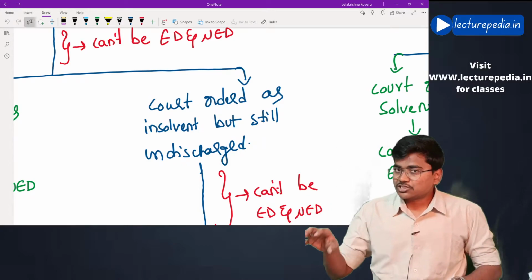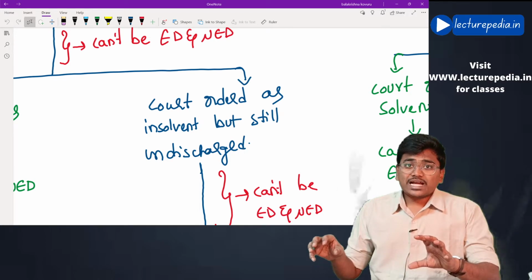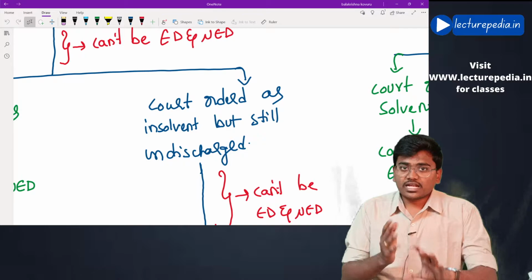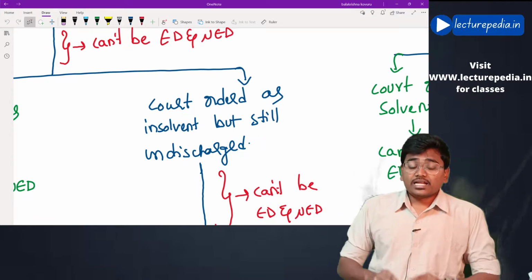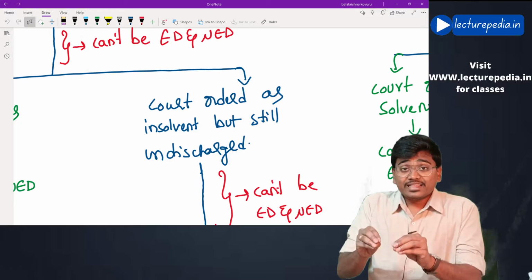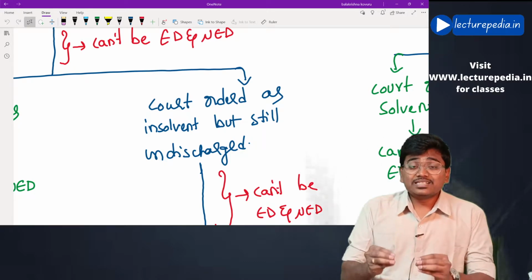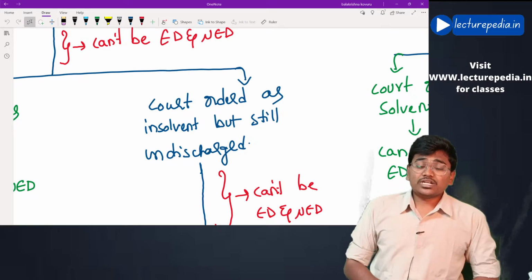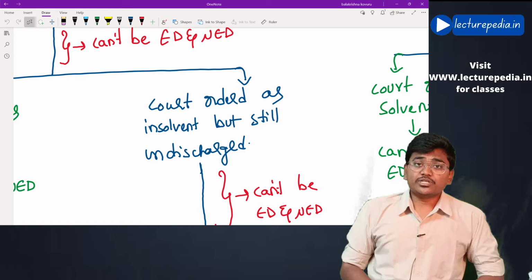Now the assets are less than liabilities, so the court has to pass an order that the assets will be distributed among the liabilities in some proportion as calculated, and after distributing, such a person will be discharged. Till the time the assets are not distributed, he is not discharged, he is still an undischarged insolvent. Once the assets are distributed, the court will pass an order discharging him from insolvency.